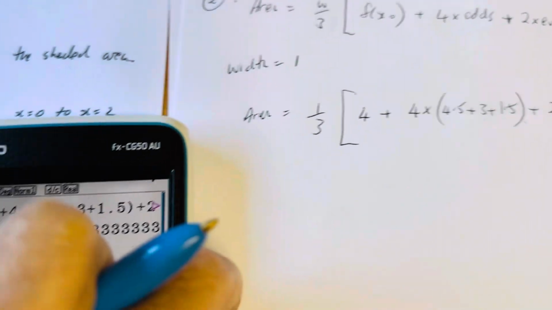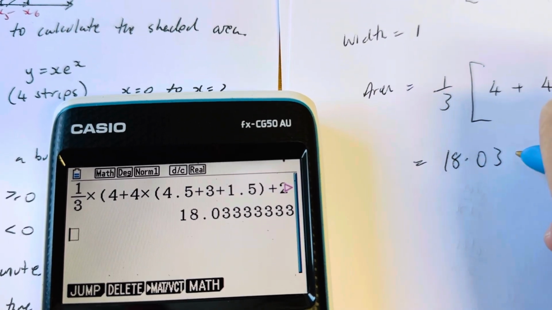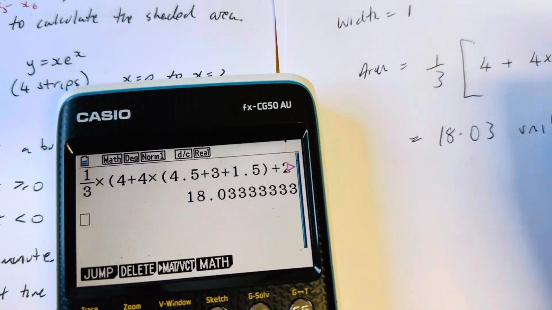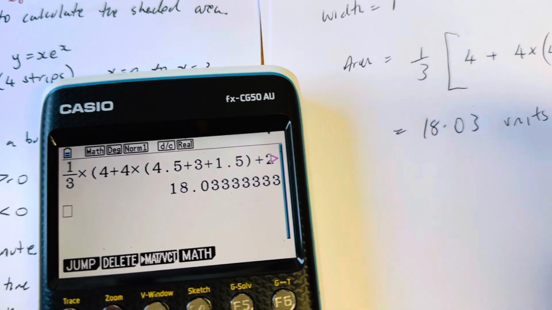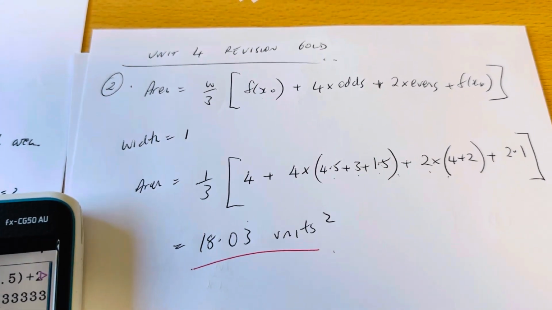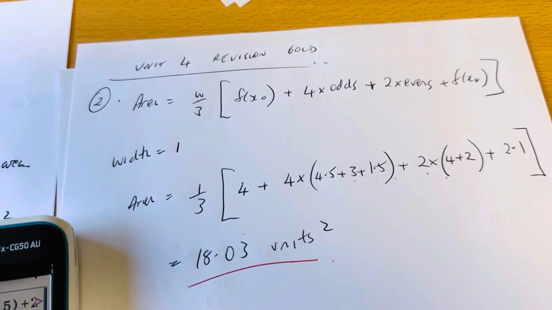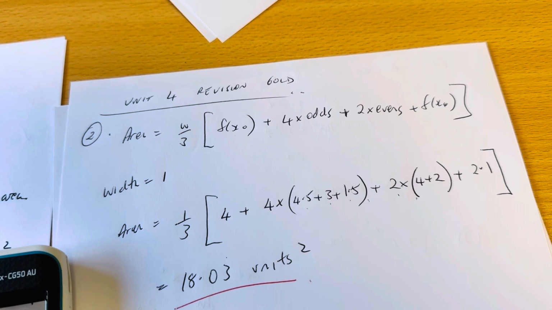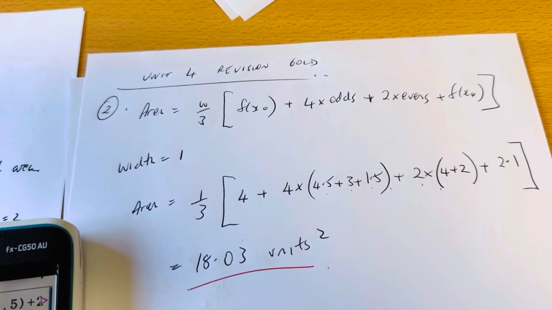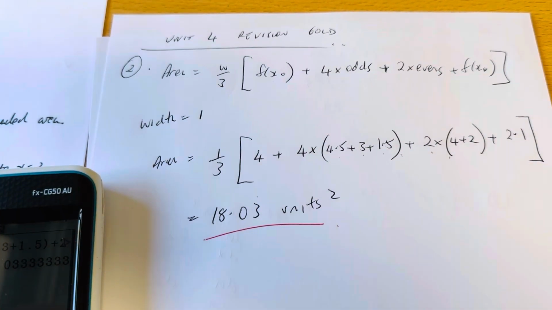And we get an answer of 18.03 recurring. So that's units squared, because we are looking at an area. If the numbers were easy enough, obviously you could do it tech free. But quite often this is tech active just because you've got to do that big calculation. And that's Simpson's rule.